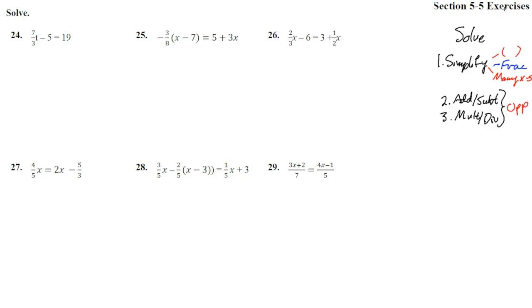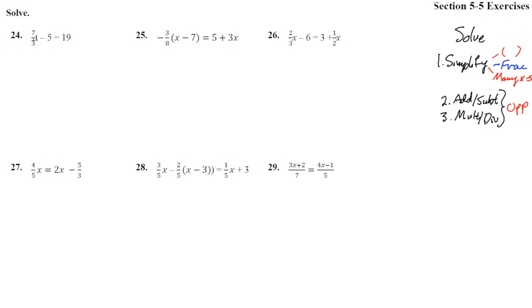Here we are in section 5-5 exercises numbers 24 through 29. Specifically, look at all these fractions in here. Yes, this is the section where we learned how to take care of those fractions and not have them disturb our peaceful solving of equations. So let's go through number 24.